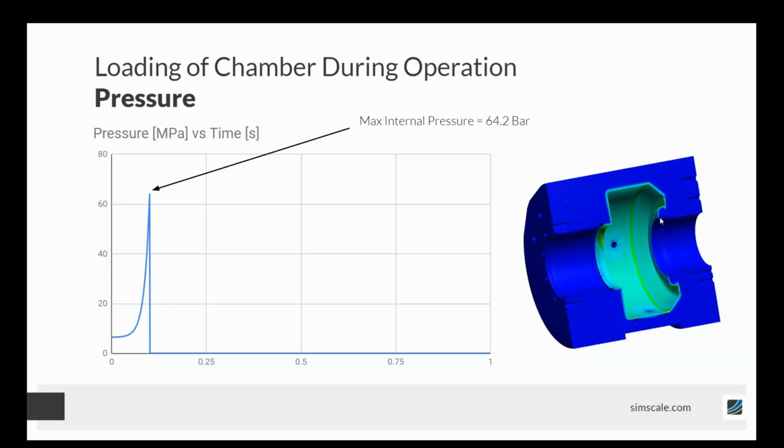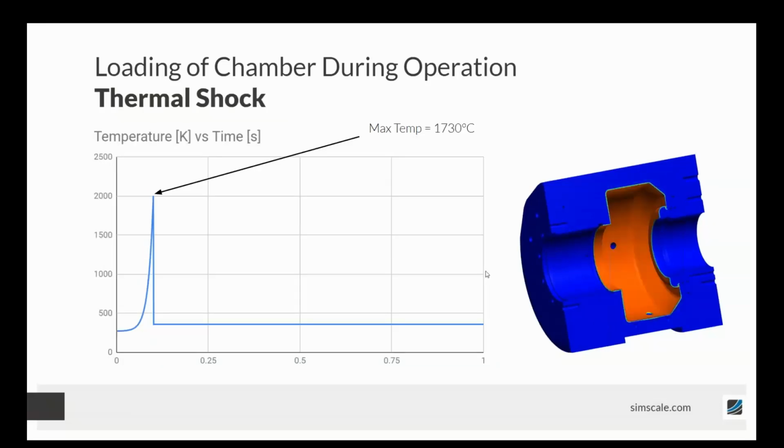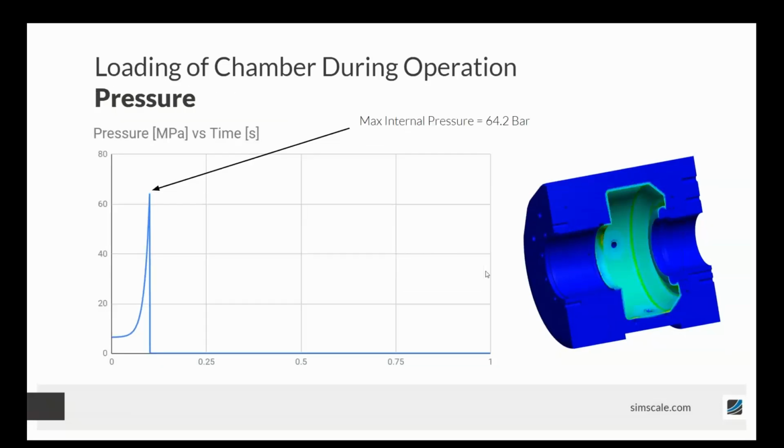So anything on the internal of this combustion chamber, everywhere where it's green, and on the previous slide where it was red, those are the application surfaces. So we're applying the temperatures and the pressures to those application surfaces.